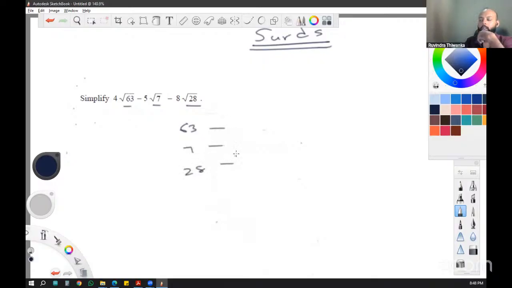If you just look at this one, we can write 63 as 7 times 9, right? Then 7 times 1 makes 7. 7 times 4 makes 28. If you look at it like this, that means every term is a multiple of 7. So we can write these in terms of root 7. Then I'll show you how to turn this.